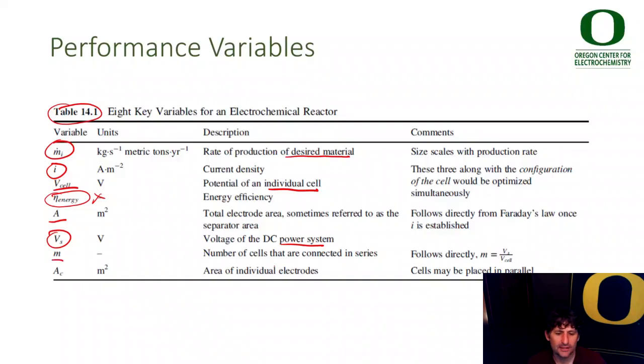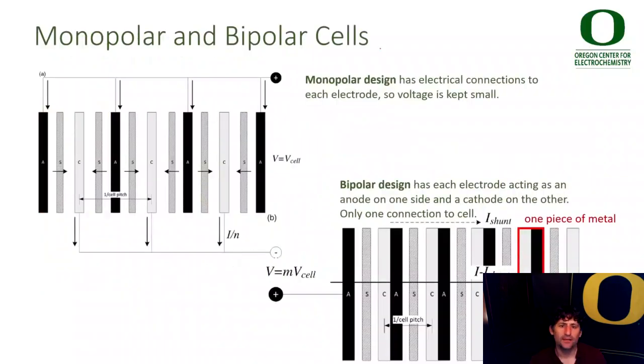M we're going to define as the number of cells that are connected in series. So M is just the total voltage used divided by the voltage across each cell. And AC is the area of individual electrodes. You can place cells either in parallel or in series. Here's an example of two designs that you might think about.